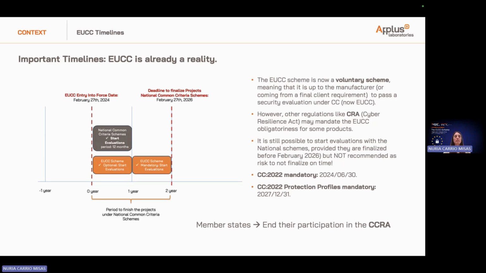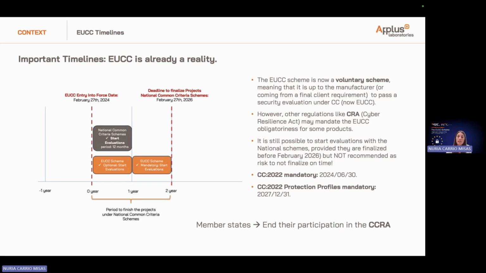Okay, there is this period where these two schemes are coexisting. But after 1 year, so it means that in February 2025, it will not be possible to start an evaluation using the former SOG-IS schemes, the national common criteria scheme. So it will be mandatory to start an evaluation with the EUCC scheme. And there is another deadline that you should take into account. If you are already on the way of performing an evaluation using the former schemes, you need to finish these projects before February 2026.